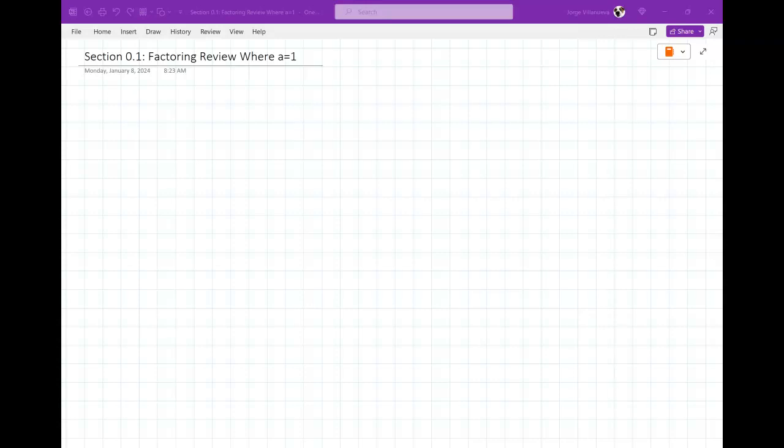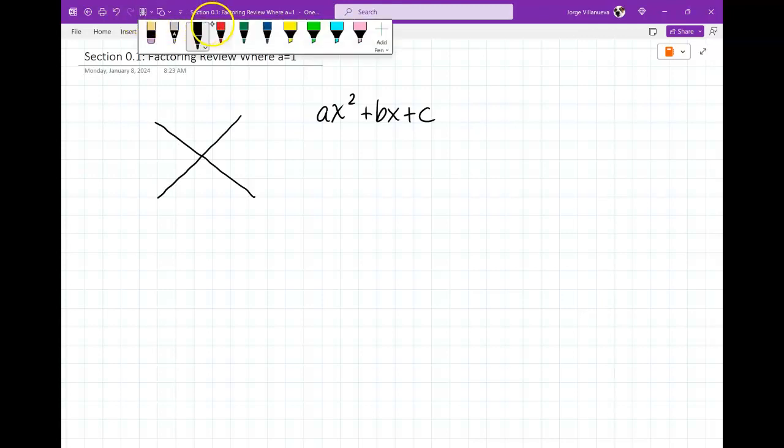All right, so factoring review. The review we're doing today has to do with this, basically. You're going to be given an ax squared plus bx plus c type of expression, and they're going to want you to factor. Once you have that, you're going to get your a and your c value. You're going to multiply those.